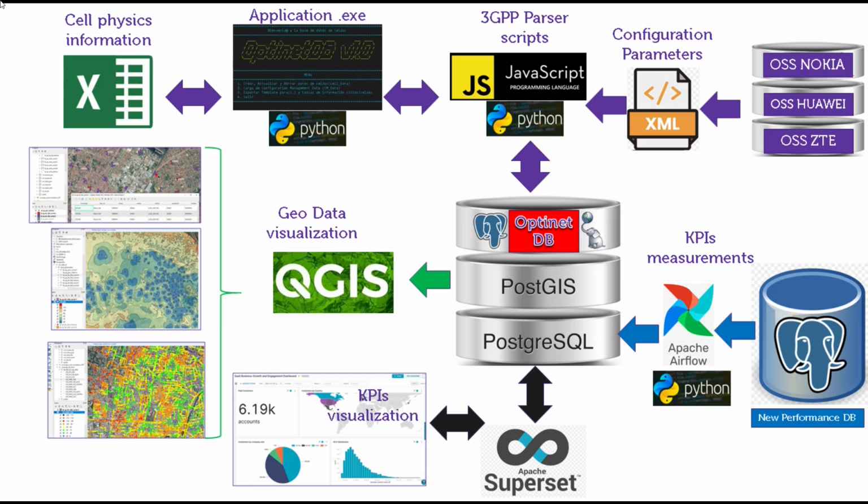Apache Airflow is responsible for extracting, transforming, and loading key KPIs from the new performance database for future analysis in conjunction with OptiNetDB data. The visualization of these KPIs is done through Apache Superset, a business intelligence tool that facilitates the sharing of dashboards with groups of users via a web platform. For optimized geospatial visualization, OptiNetDB integrates with QGIS, allowing visual analysis of coverage simulations, cell locations, and drive tests.